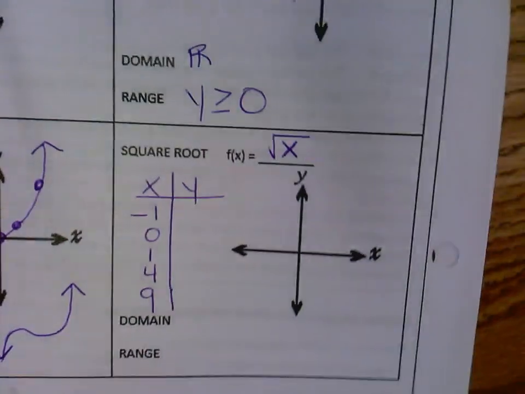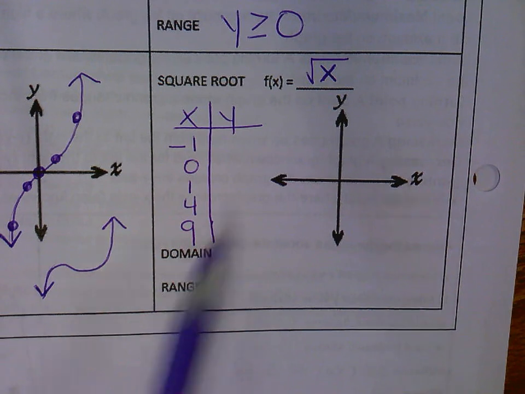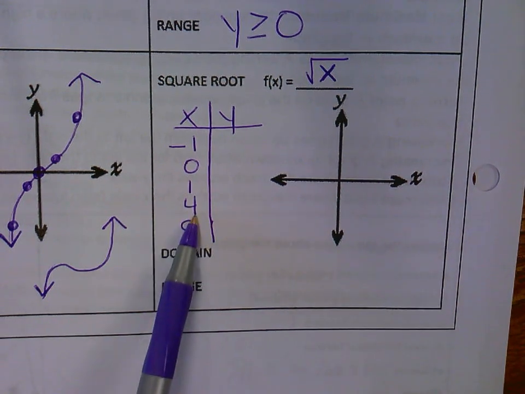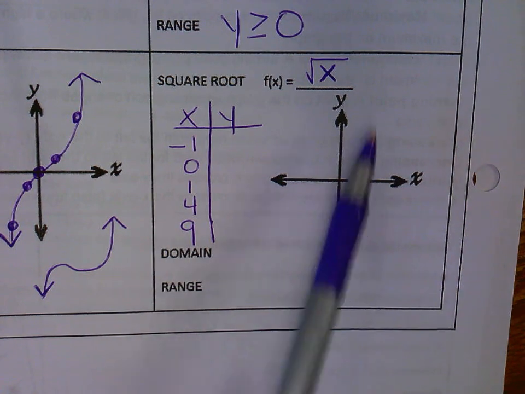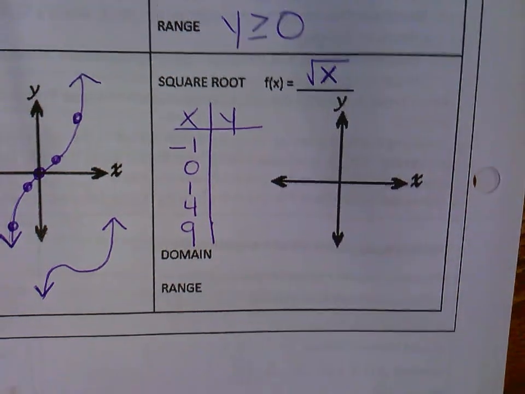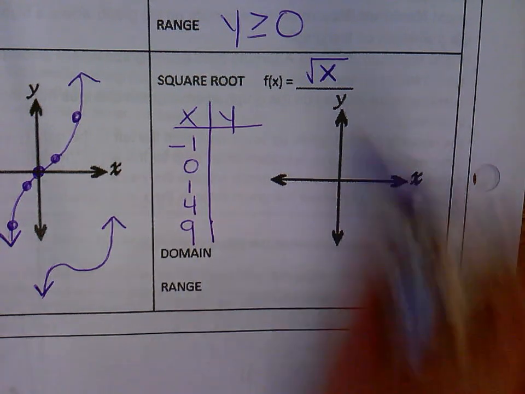Do you guys know what a perfect square is? 1, 4, and 9. Yeah, a perfect square is a square with integer sides. So 1 squared is 1, 2 squared is 4, 3 squared is 9. These are all perfect squares. So when I take their square root, they'll come out like integers. I can't take the square root of -1 though. I'll get an error.